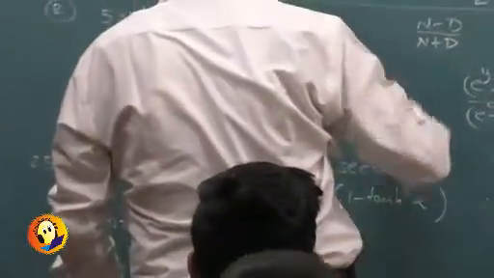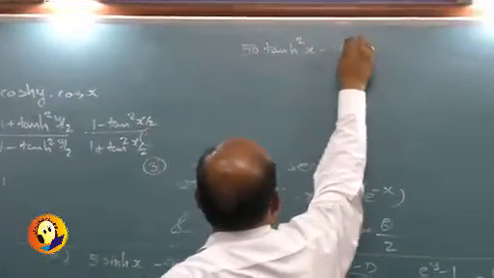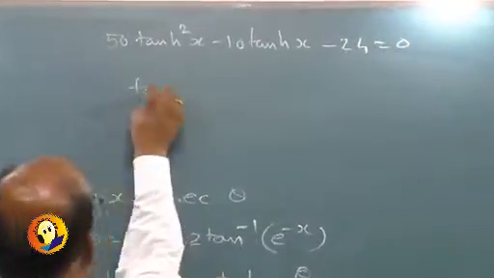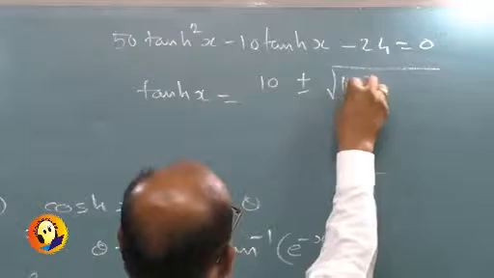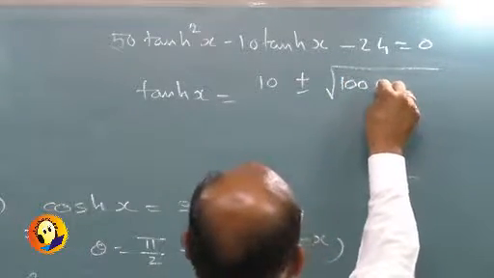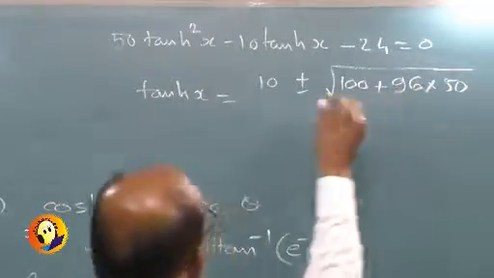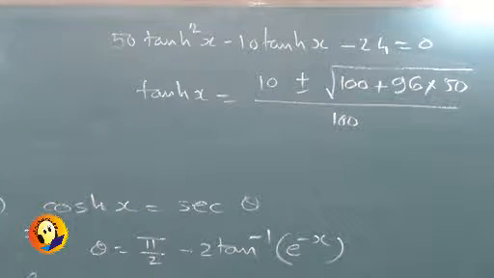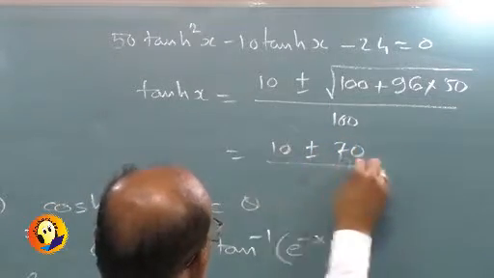It is 50 tan square x minus 10 tan x minus 24 equal to 0. So tan x is equal to minus b plus or minus under root b square minus 4ac, so plus 96 into 50, upon 2a, so 100. 96 into 50 will be 4800, plus 100 is 4900, root will be 70, so it will be 10 plus or minus 70 by 100.